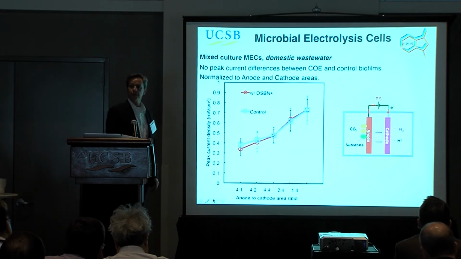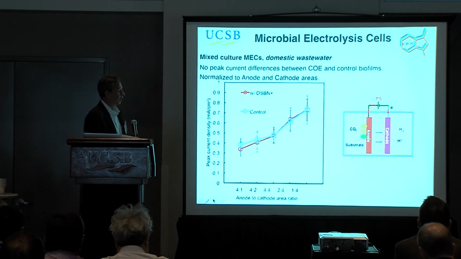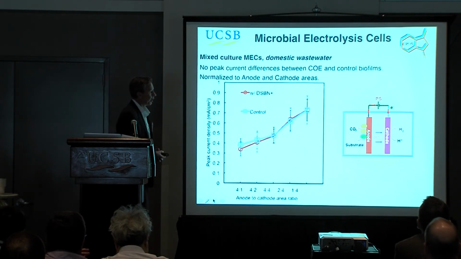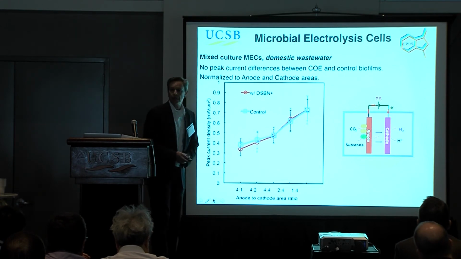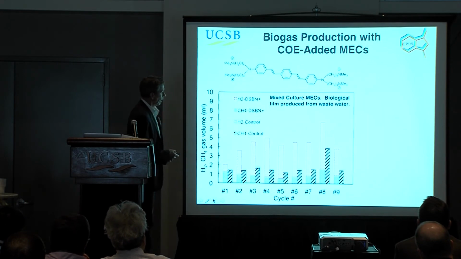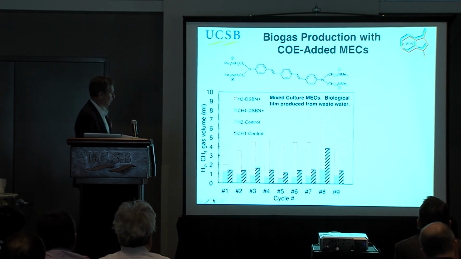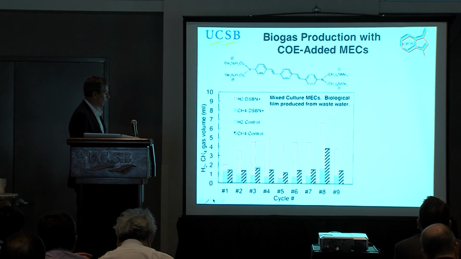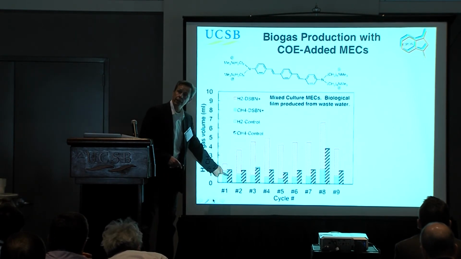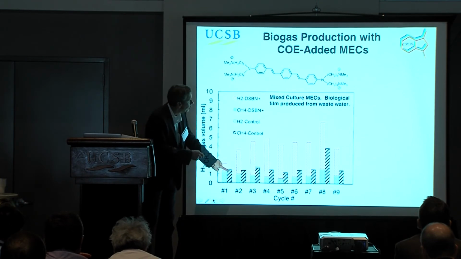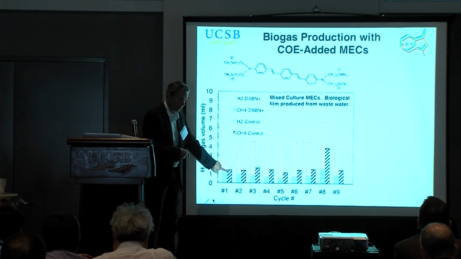And let's see what happens. We're going to just grow a biofilm from wastewater. We're going to treat one with the oligoelectrolyte, one not. We don't see any difference in the amount of current that's being generated in this particular case. And then let's see what the products are that come out. Here we have the product, either hydrogen or methane, and these are different cycles. This is the untreated, just plain wastewater, and you can see that you're generating essentially methane.